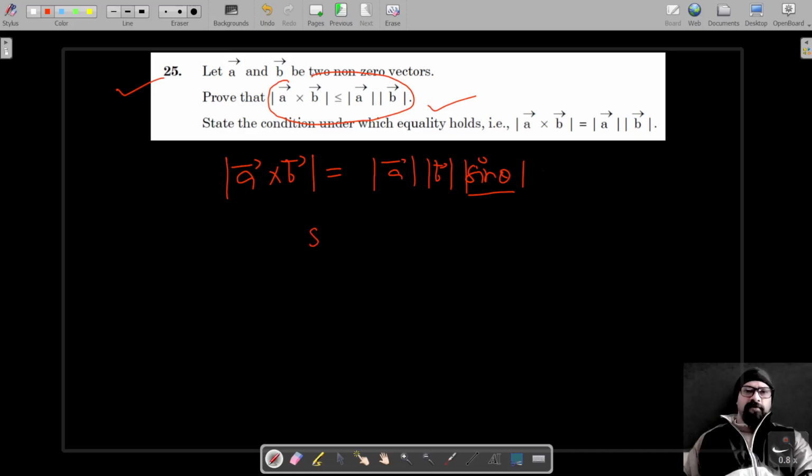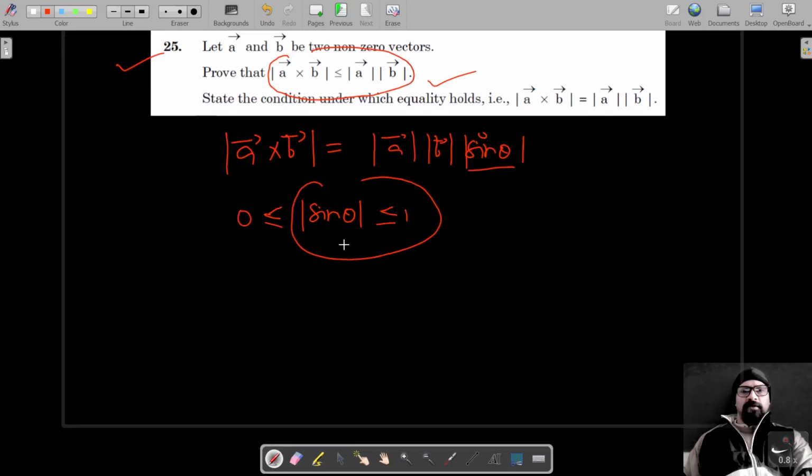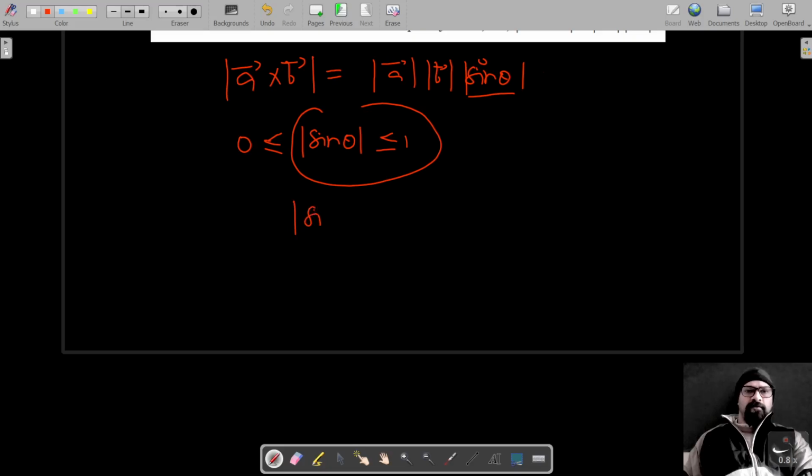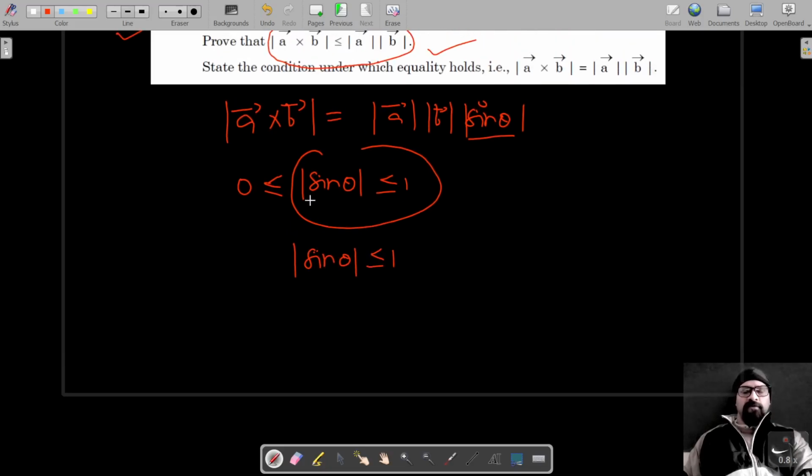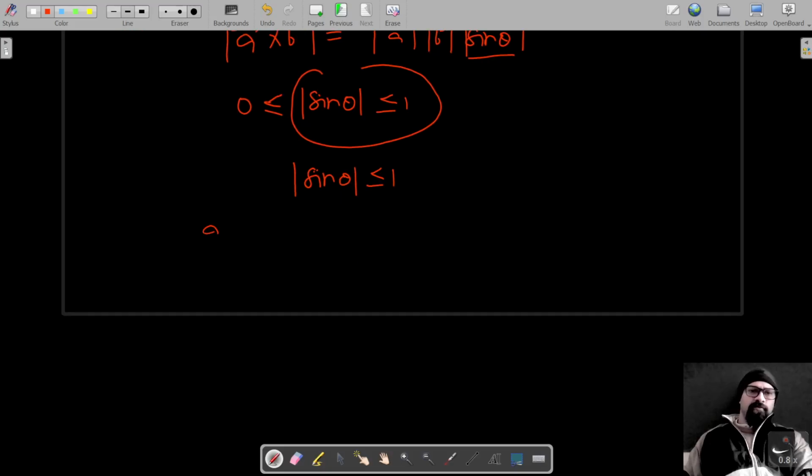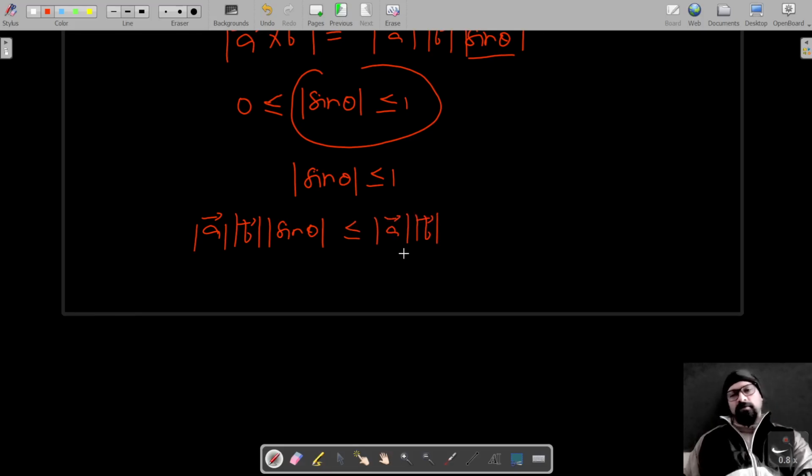Now if we have to take the modulus of sine theta, it should be greater than or equal to 0 but less than or equal to 1. Let's consider this inequality. So this is modulus of sine theta is less than or equal to 1. Let's multiply it with magnitude of A and B on both sides. So magnitude of A into magnitude of B, and modulus of sine theta is less than or equal to magnitude of A into magnitude of B.